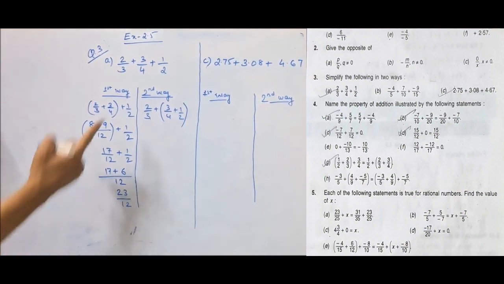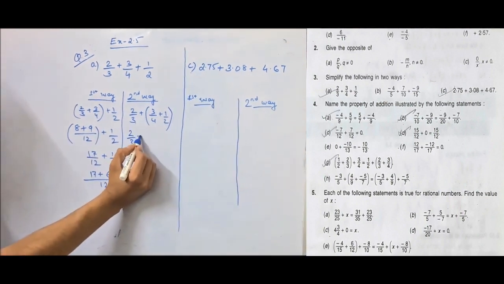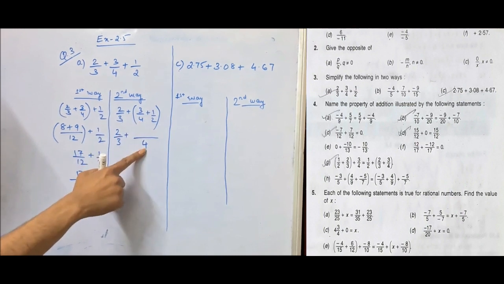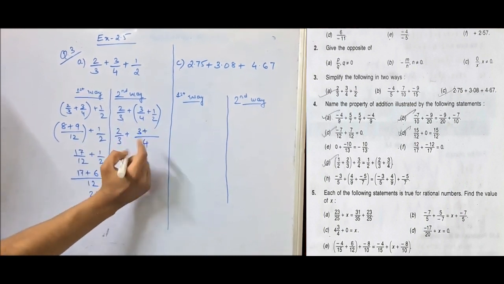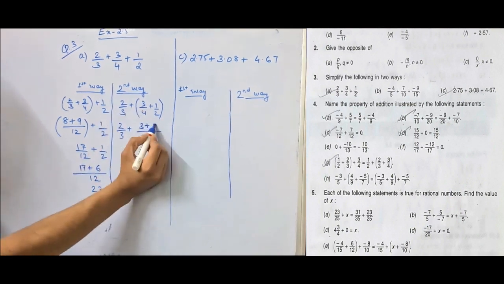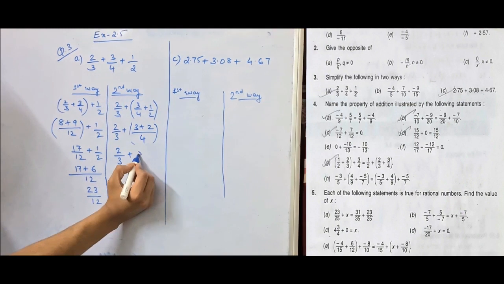So let us see whether we are getting the same in the second way or not. Let us go ahead. 2 by 3 plus the LCM of 4 and 2 is 4. 4 1s are 4. So 3 1s are 3. In the table of 2, how much is 4? 2 2s are 4. So 2 1s are 2. Now what is 3 plus 2? 3 plus 2 is 5 by 4.